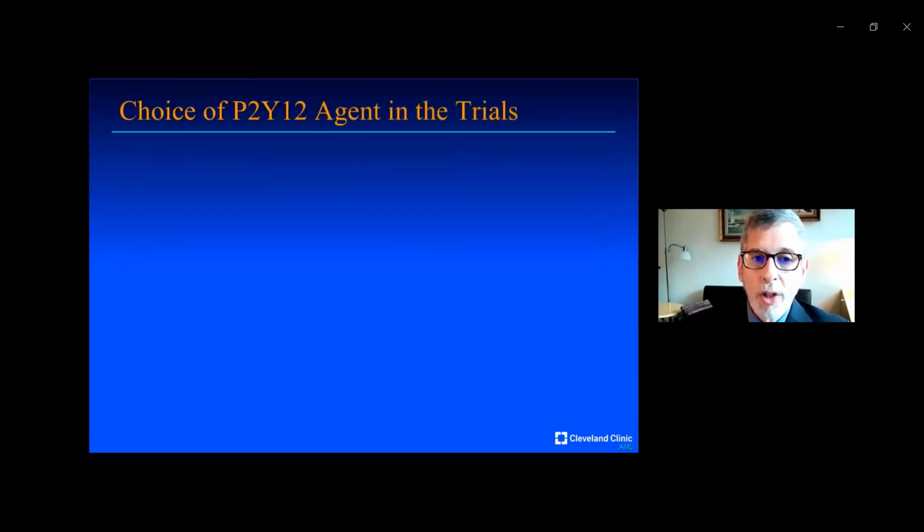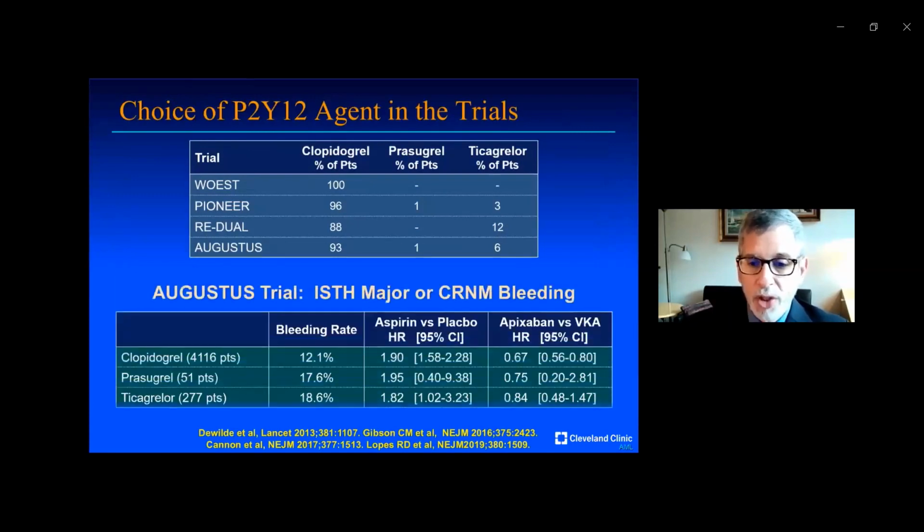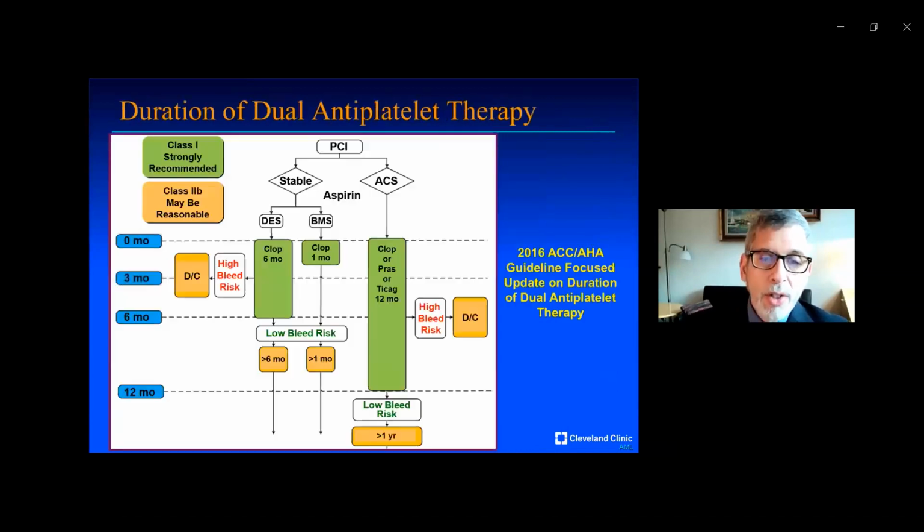The question of whether or not the choice of P2Y12 agent influenced the outcome in these trials is difficult since most of the trials used predominantly clopidogrel. But we do have data, particularly from the AUGUSTUS trial, with regard to bleeding. And although prasugrel and ticagrelor were associated with higher bleeding rates overall than clopidogrel, the advantage of not using aspirin in reducing bleeding, and the advantage of using apixaban as compared to vitamin K antagonists, was preserved for each of these P2Y12 antagonists.